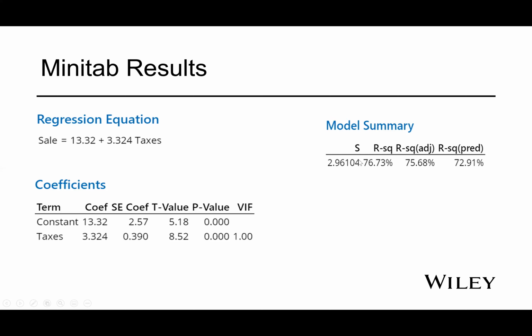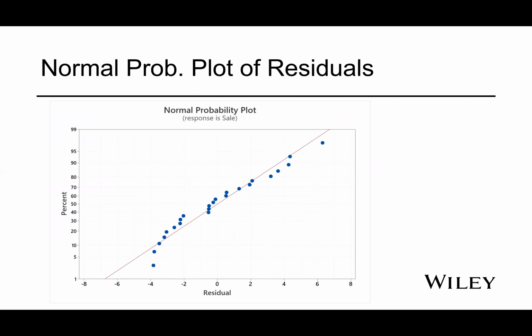I'll take it. It's a fair model. P-values of zeros, there's definitely a relationship. Regression equation, that's what I needed so that I could make other predictive values. Last step, normal probability plot of the residuals.